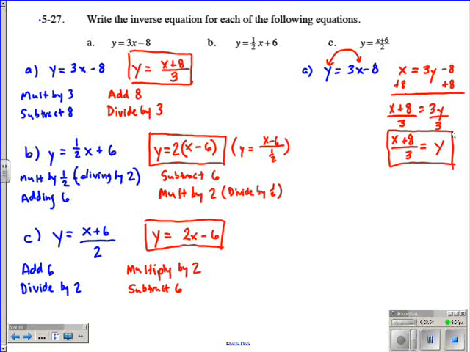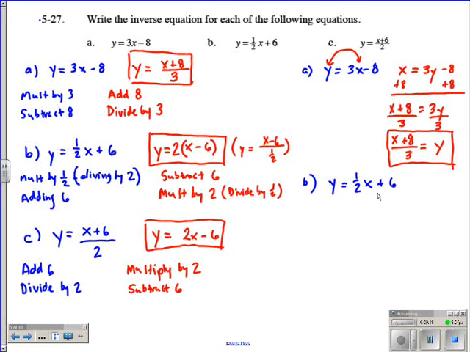So this is just a second approach for getting the inverse equation by swapping out our x's and y's and then solving it for y. Let's look and see if it holds true for all of them. Let's try B here. Letter B, we start with y equals 1/2 x plus 6.